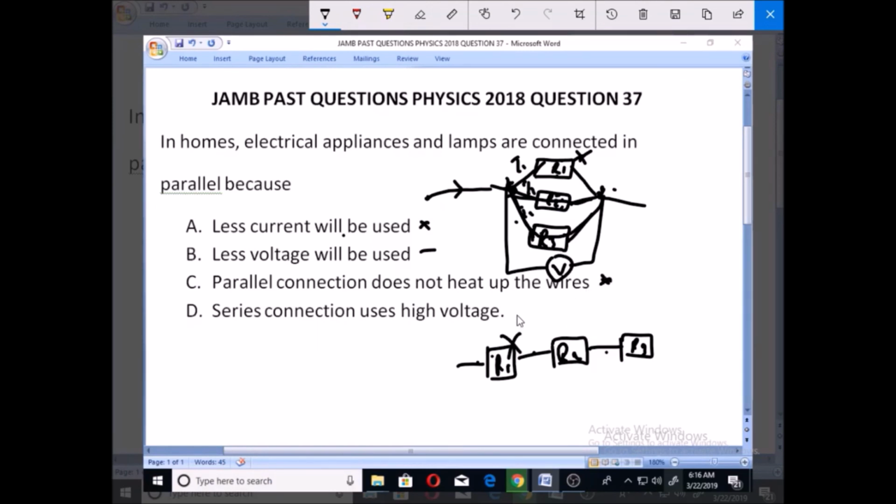Series connection uses high voltage. Now, if the voltage determines the current, and each of them is going to be having different voltage, you're going to find out that you might be having high voltage. It will use high voltage because you need voltage to transmit current from here to here, then another voltage here. So D is the most likely answer to this problem, and that is the answer for our problem.